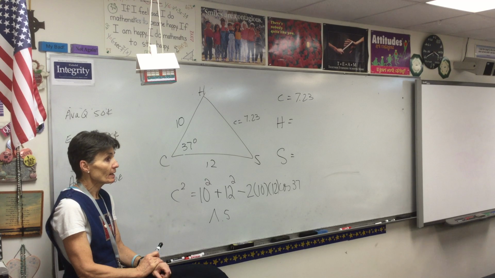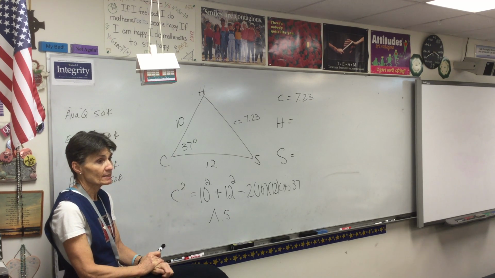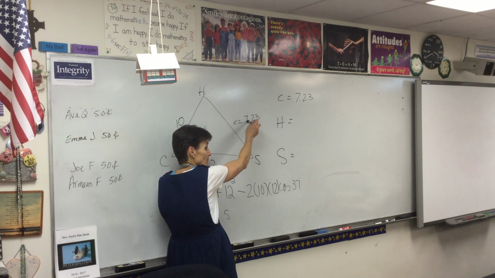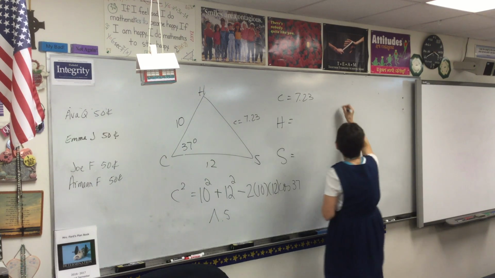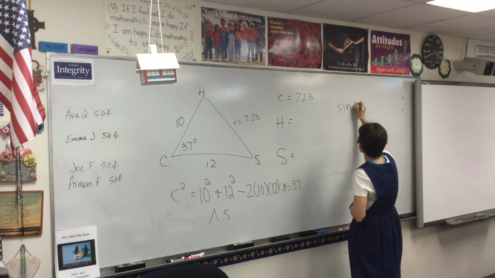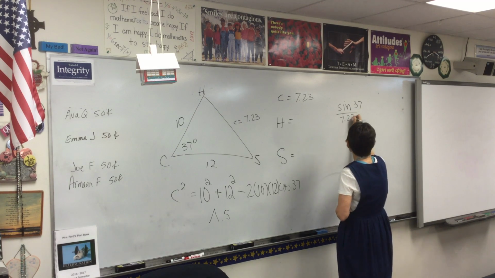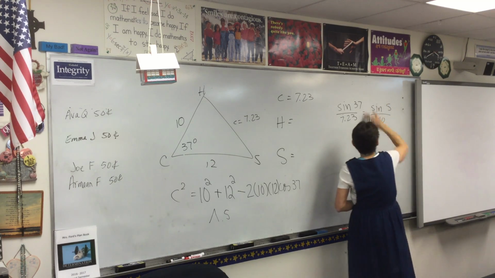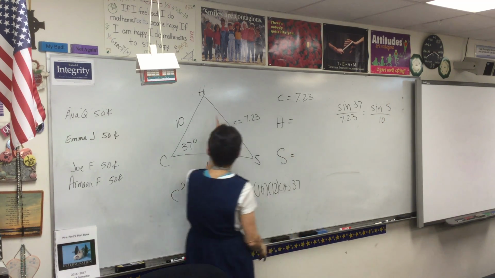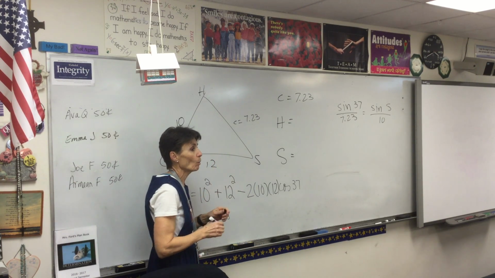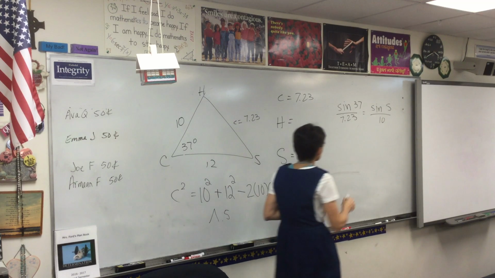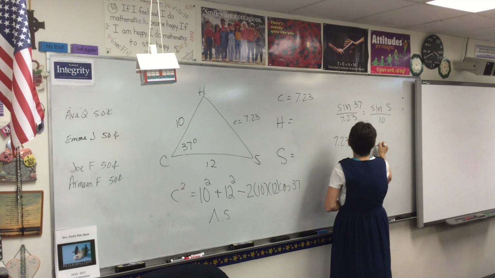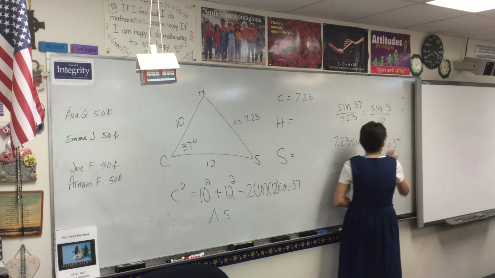where do I go from here? You're not done. You got one answer. How do we proceed now? Do you see the pair you have? So now we can do the law of sines. So sine 37 over 7.23 equals sine S over 10. Now, I did S. Could I have done H over 12? Yeah, it doesn't matter. Pick one. So cross multiplying, 7.23 sine S equals 10 sine 37.